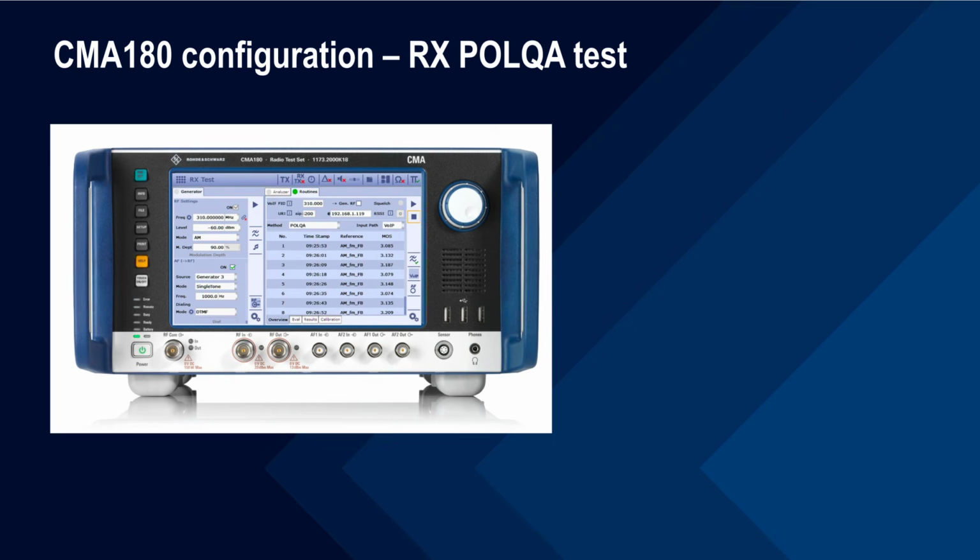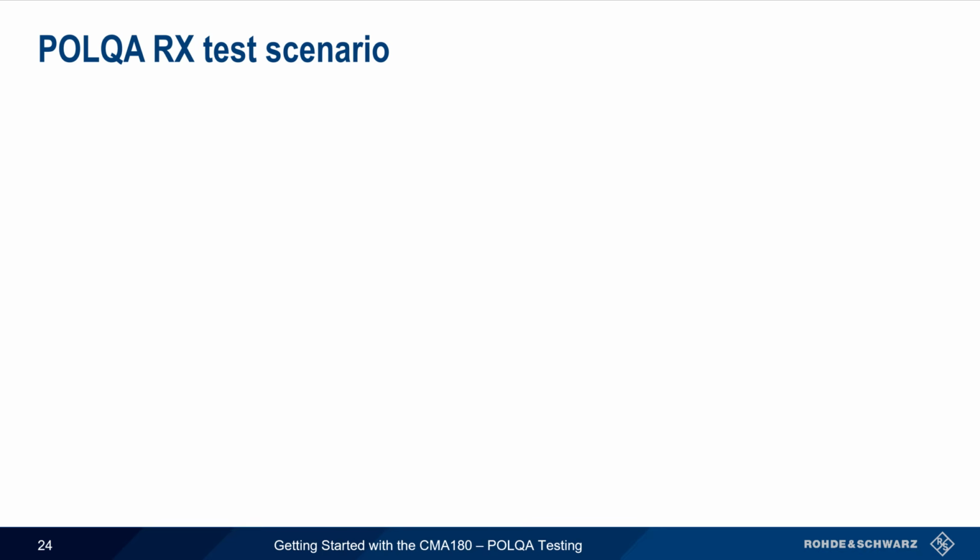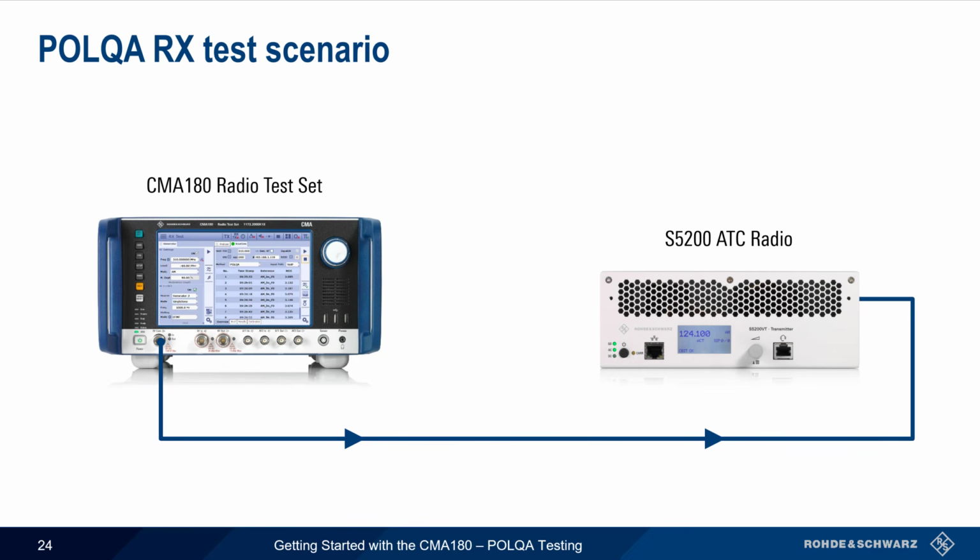Next, we'll look at how to configure and run the POLQA RX or receive scenario. In the RX test scenario, the CMA sources an RF signal. This signal is AM modulated by one of the POLQA audio files. The receiving radio converts the demodulated audio into voice over IP packets, which are then sent to the CMA180. The CMA180 analyzes the audio in these received VoIP packets and calculates voice quality using POLQA. As before, our device under test will be a 5200 series ATC radio, with the same configuration as in the TX test scenario.